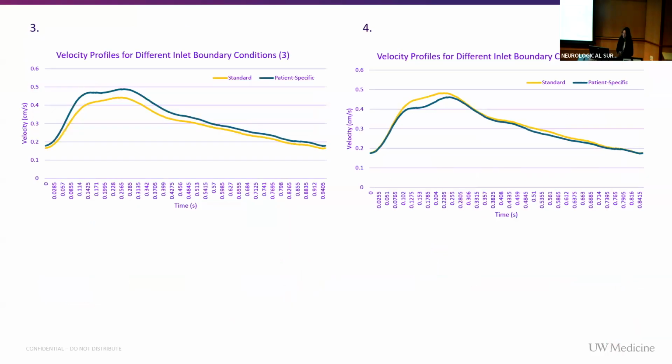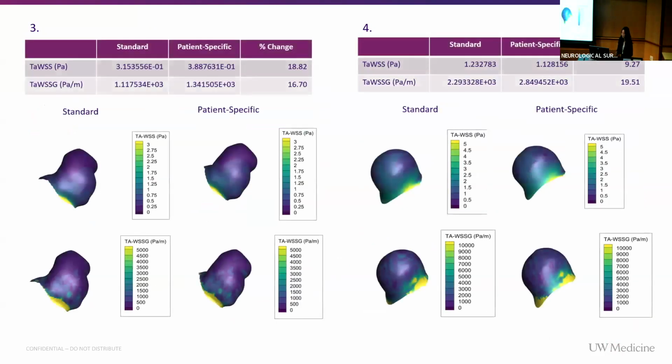Similar results are seen in the third and fourth patients' simulations, where there are inconsistent velocity profile changes between both of them. You can also see in the CFD simulation results that the percent change differs between the patients, and there is also variation between the time averaged wall shear stress percent change and the time averaged wall shear stress gradient change. You can see there's 9.27 for time averaged wall shear stress, whereas for time averaged wall shear stress gradient, it's 19.51. So there's not only a difference between the patients, but also between the two parameters assessed for the same patient.